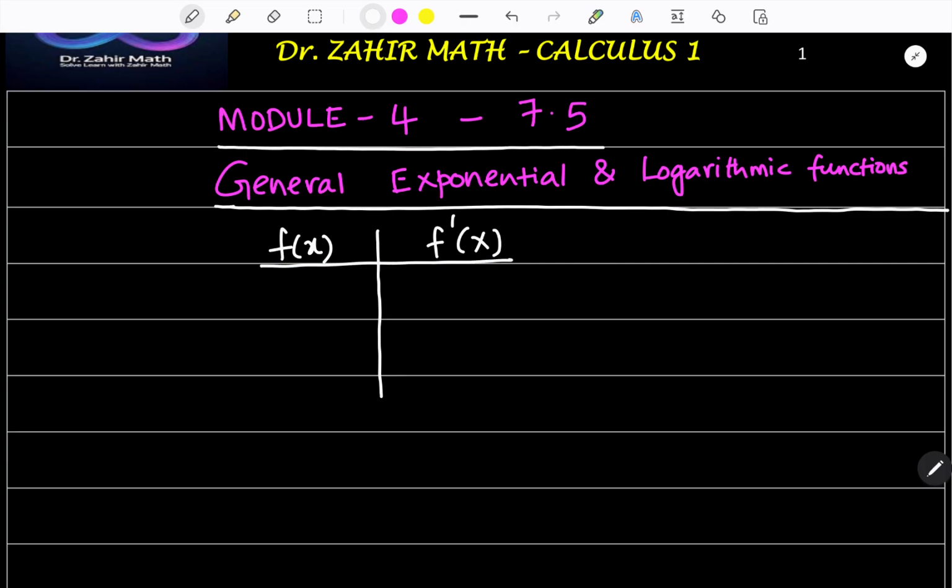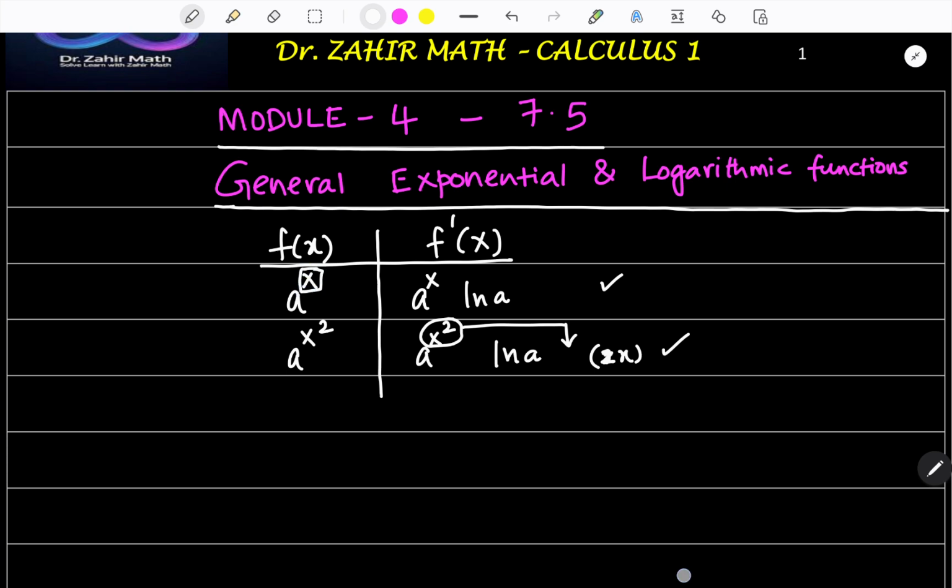If your f of x is a power x, what is the derivative of a power x? A power x, and then you write ln a. Let me give you a small practice. Suppose you have a power x square. The same a power x square you write and just write ln a. After that, the derivative of x square is 2x. What is the difference between this and this? Here it is only power x. What is the derivative of x? It is 1.